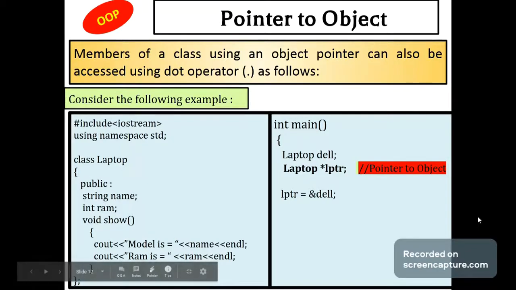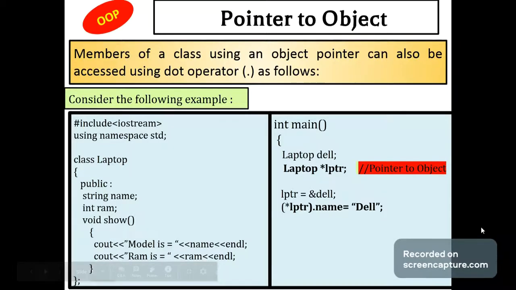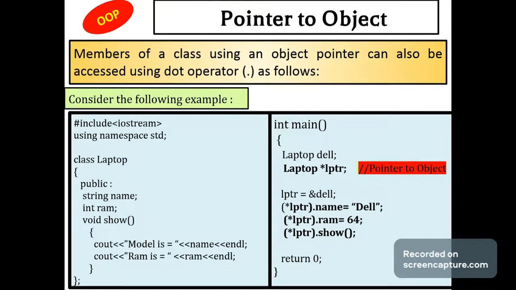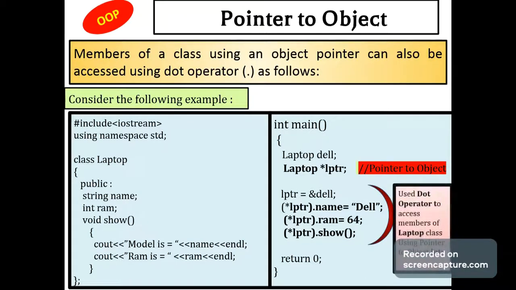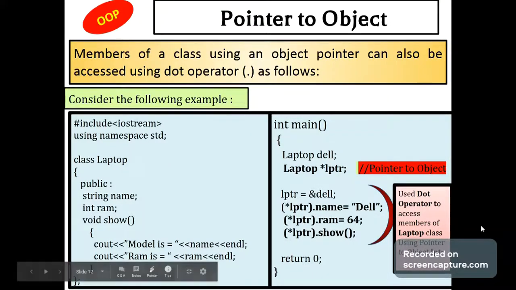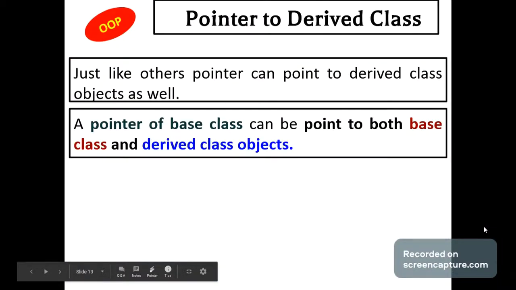You assign the address of the object to lptr, but just observe that now, instead of using lptr arrow name, I have used asterisk lptr dot name. You write the pointer lptr with the asterisk in brackets, then a dot, and then the name of the data member or member function, as shown below. So this is known as using the dot operator to access the members of the Laptop class using the object pointer, that is lptr.